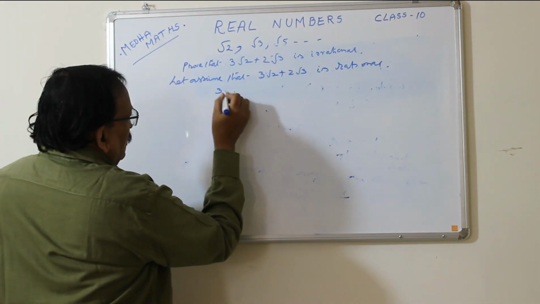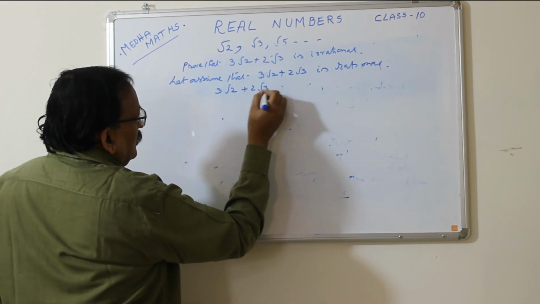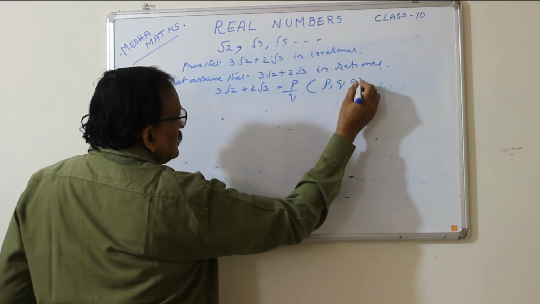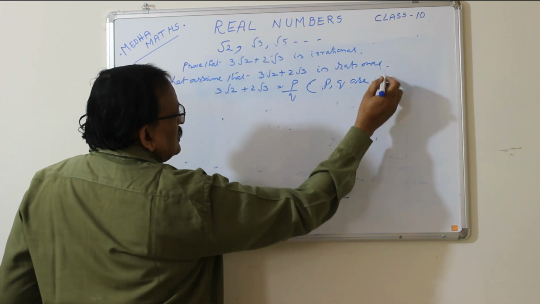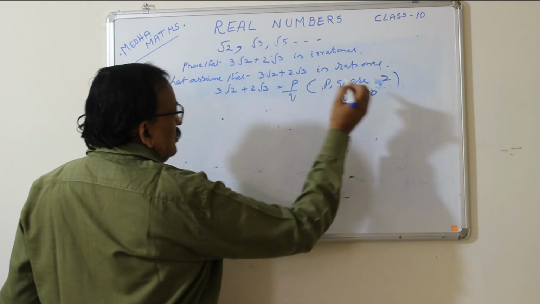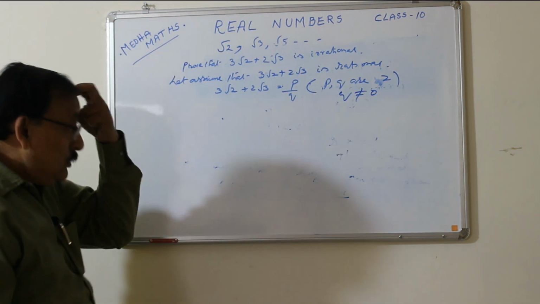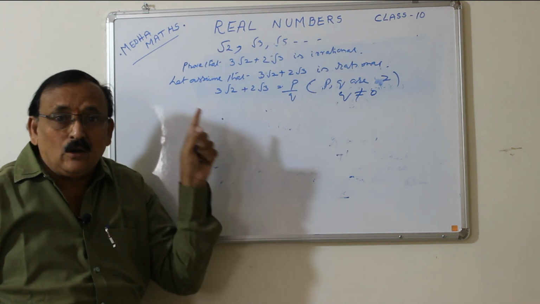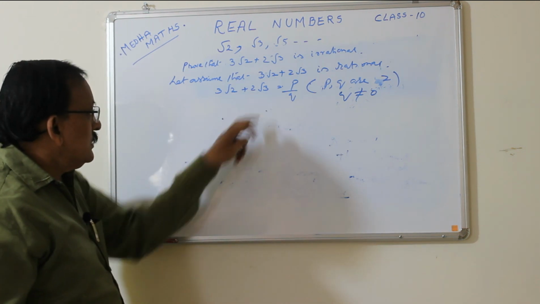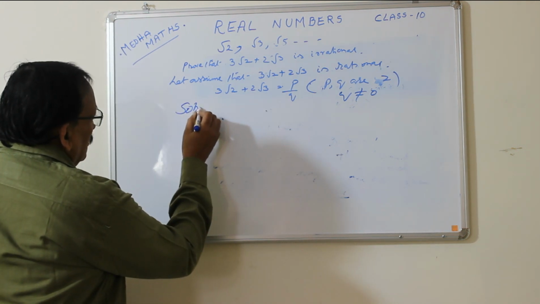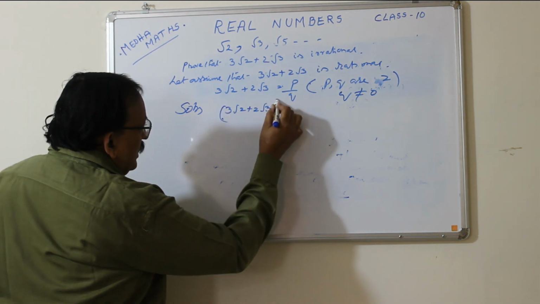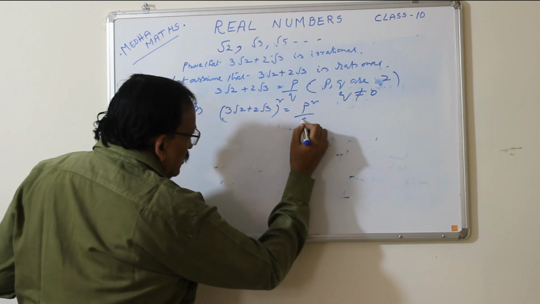So 3 root 2 plus 2 root 3 is equal to P by Q, where P and Q are integers. You can call it Z, integers, and Q is not equal to 0. Here two surds are there. Now you have to go for squaring of both sides when two surds are there. Here SOBS: 3 root 2 plus 2 root 3 whole square is equal to P square by Q square.